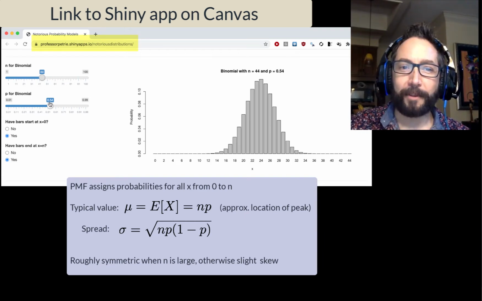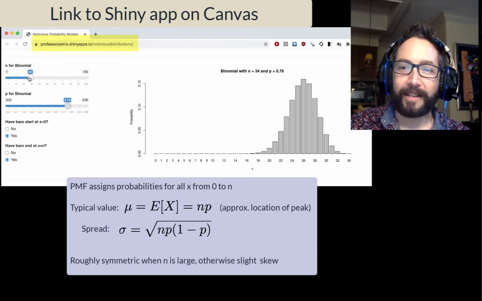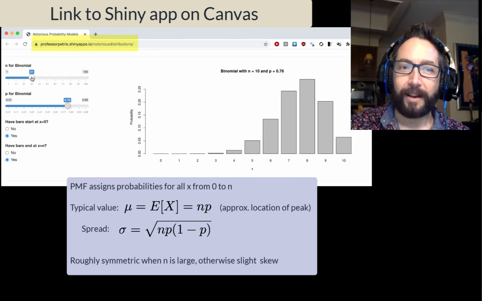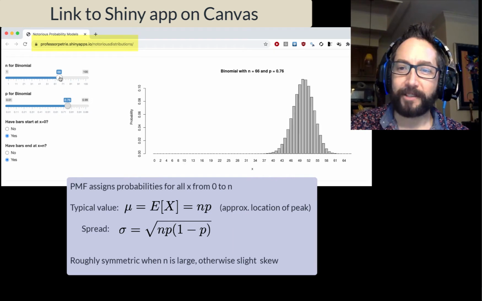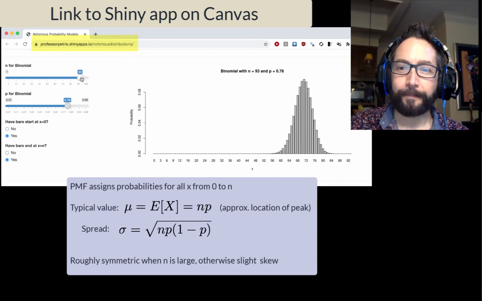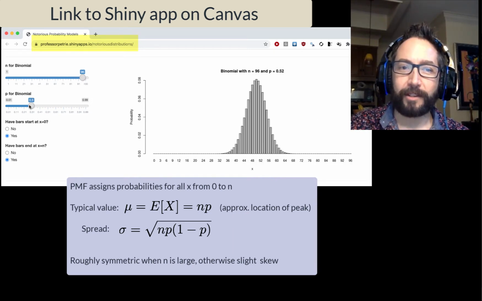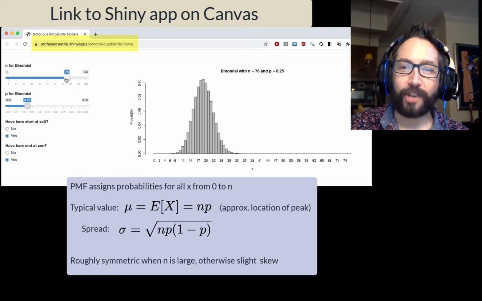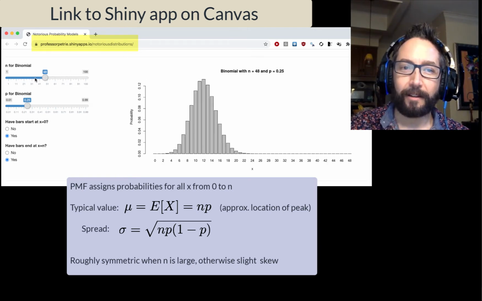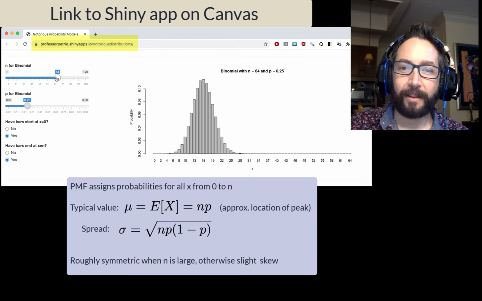So for a probability of, say, 0.76, as I vary the number of trials, I see that the shape stays roughly the same. It's roughly symmetric here. As I change the probability, well, that kind of just changes where that peak is along the possible values of x.